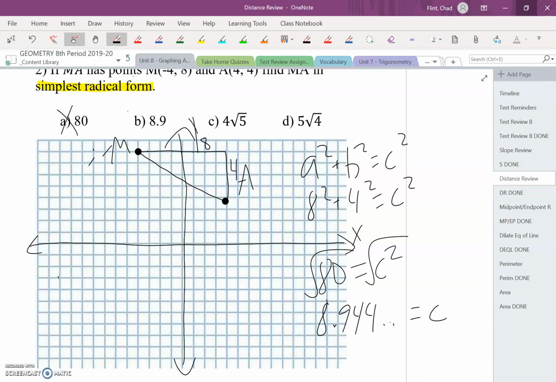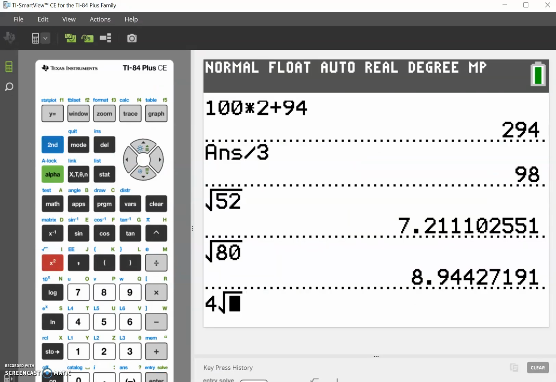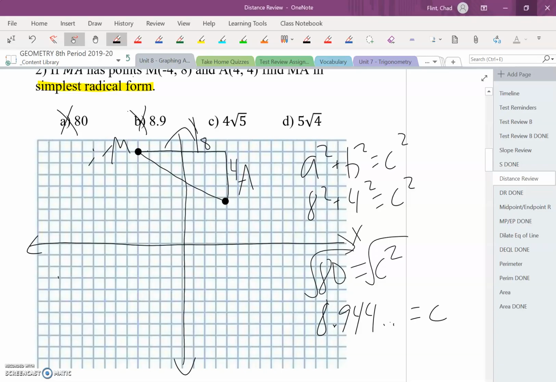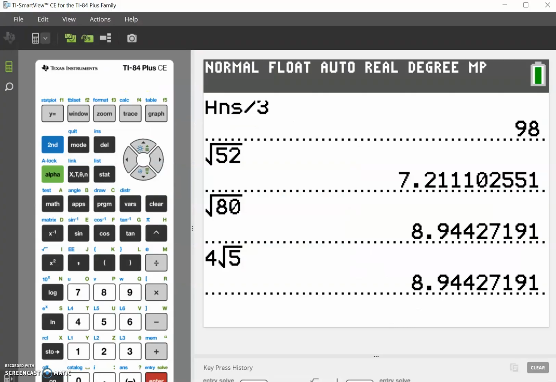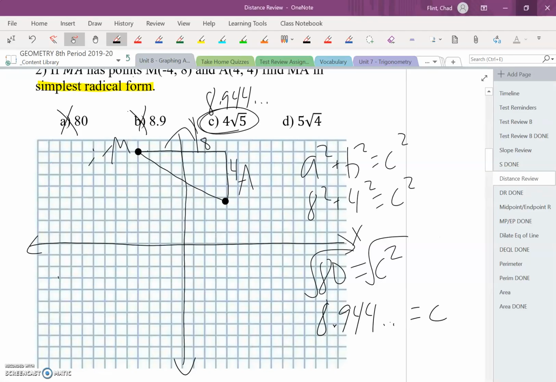B is clearly rounded to the nearest tenth. It wants it in simplest radical form, so that's not nearest tenth. So it's between these two right here. We're just going to go to the calculator and see what those are. You can see that that's obviously the same one right there, so that's going to be the answer. Just to make sure, that one's answer is 10.